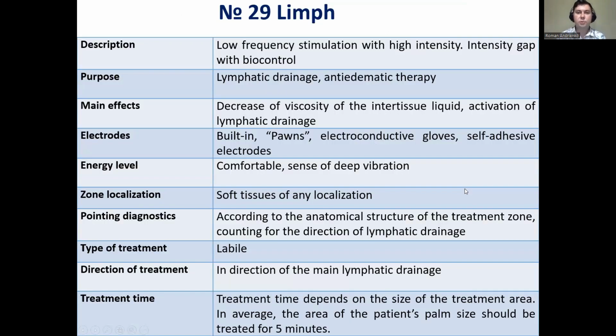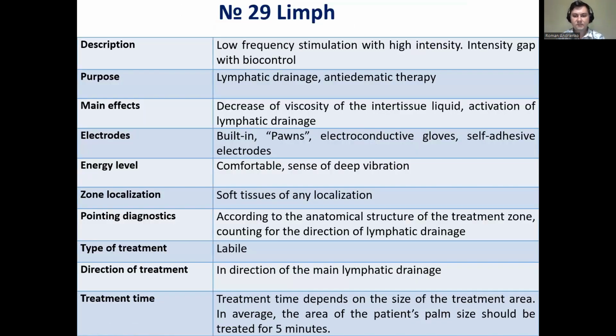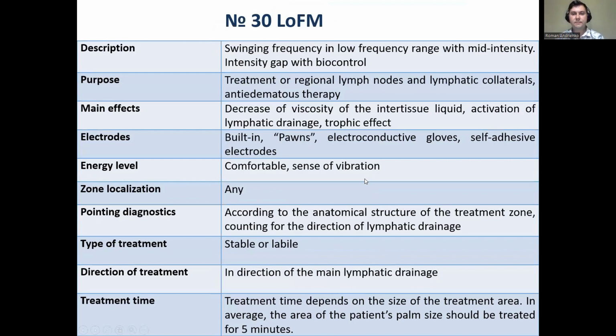And this brings us to the preset number 29, the lymph, designed solely for lymphatic drainage and anti-edematic therapy. Because it decreases the viscosity of the intertissue liquid, it provides for activation of lymphatic drainage. We aim for soft tissues. We use this scheme of the lymphatic system, and we follow the direction of the main lymphatic drainage. This is a great cosmetology preset, by the way.